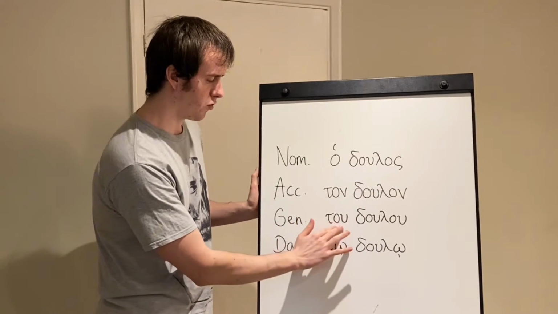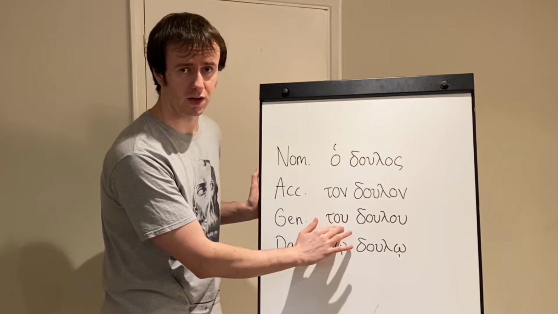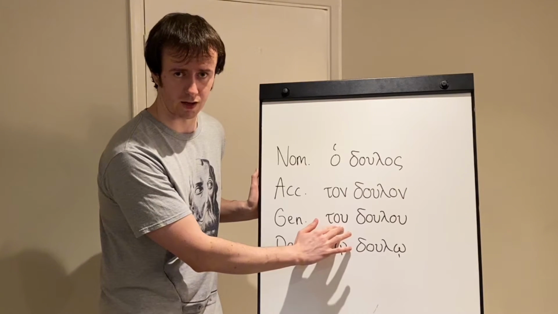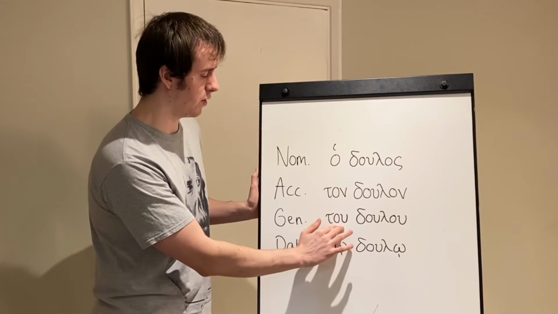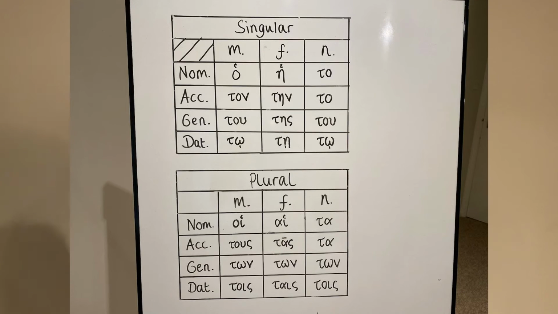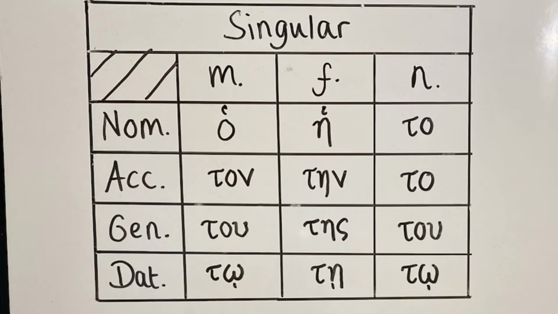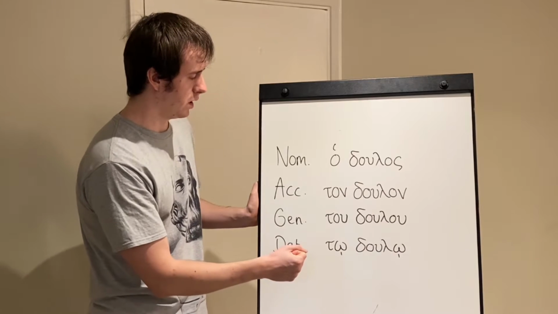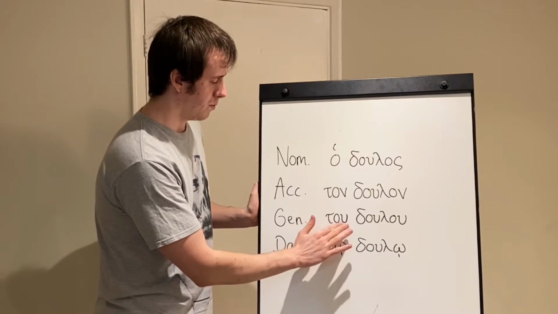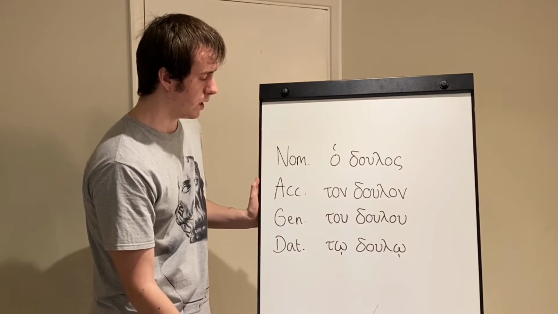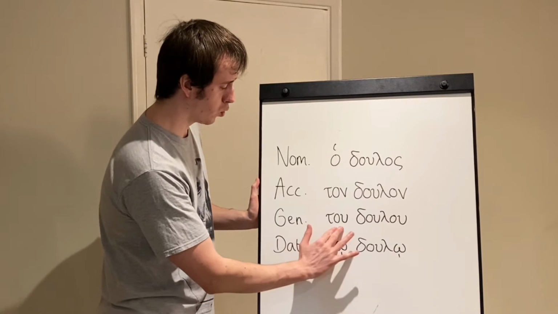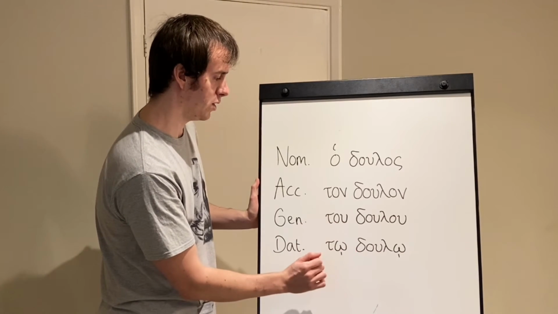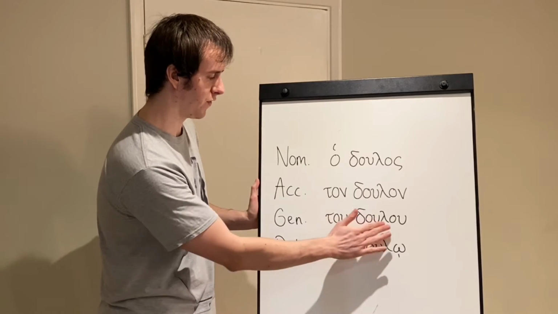Now, tu is a bit trickier because it can be either masculine or neuter genitive singular, depending on the context. Here it's masculine. If you look at the table, the forms are identical in the masculine and neuter genitive singular. They're both tu. But here, because doulos is a masculine noun, tu is masculine genitive singular. Either way, if you know that tu is genitive, then you know that this must mean of the slave.